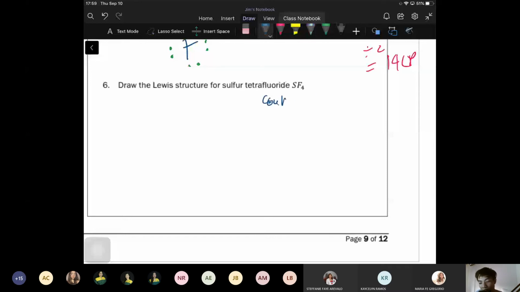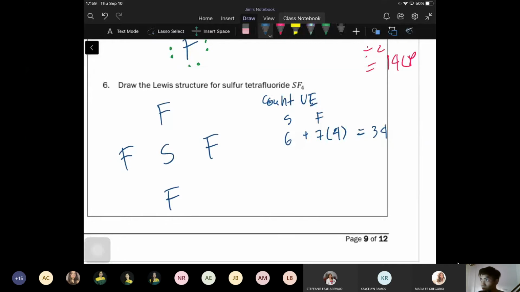Count valence electrons. Sulfur, 6 yan. 7 kay fluorine times 4. Ilan ulit ito? 34. So, 34 pala. Then, ano gagawin? I will draw the skeleton. Gitna yung S, yung F sa terminal, kasi mas electronegative yung F, di ba? Then, ano na gagawin? Single bonds na.